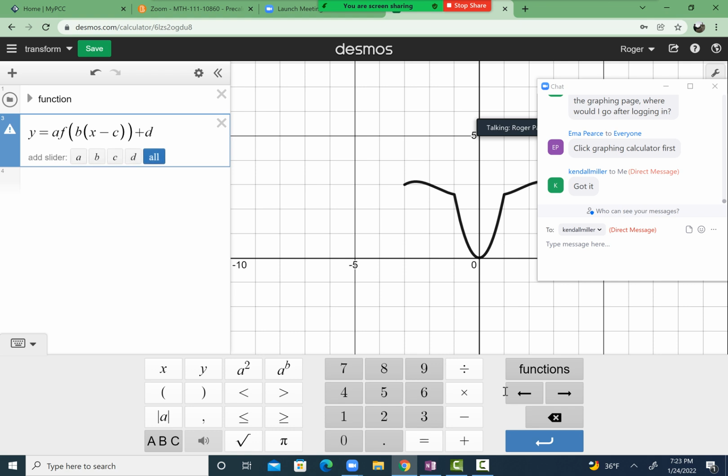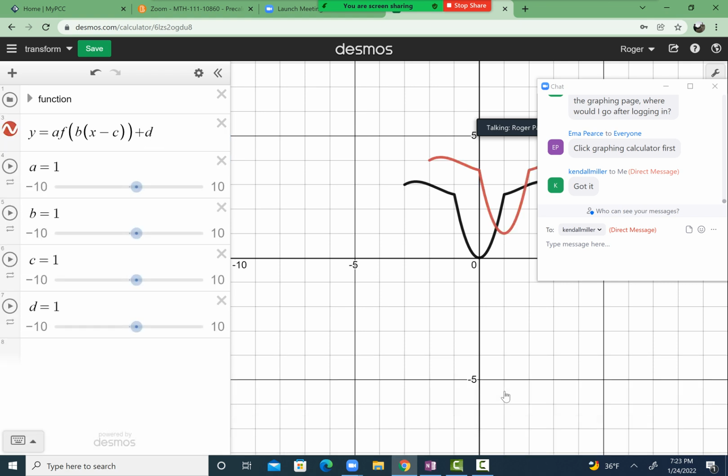So every time that I push a letter, it asks me if I want to add a slider, okay? Because Desmos thinks that you want to make those things variables and you want them to be able to move. Okay, so what we're going to do is click on all right, so that they're all sliders. Now you can see that the red one is a transformation of the black one, right? Because it's not the same location, it's different. So what I want you to do is play with each one of these a, b, c's, and d's. Okay, so I'm going to give you some time to work with these.